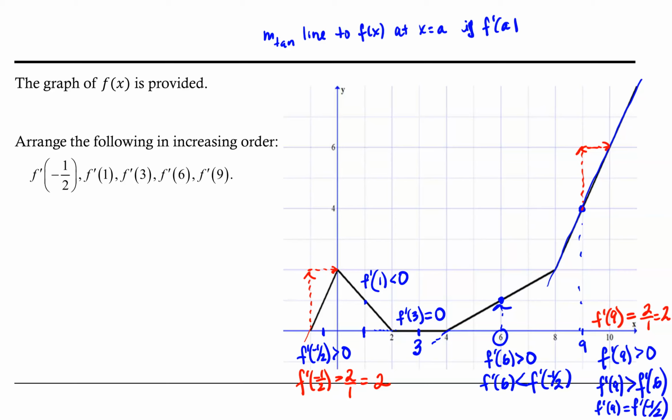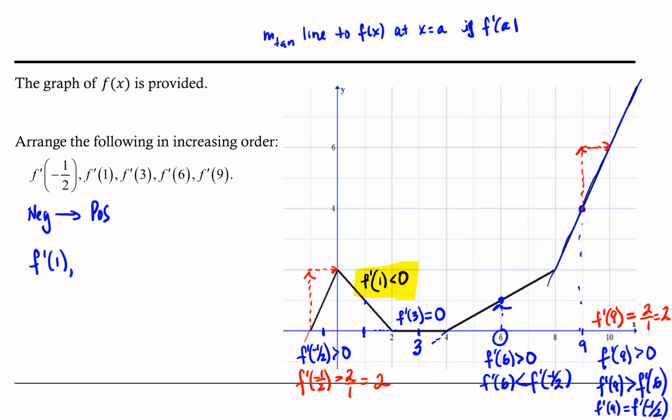So let's go ahead and complete the task we were given. Increasing order. So we want to go from negative values to positive values, so increasing. So there was only one point we were asked about that had a negative slope, and that would be f prime at 1. So f prime at 1 is the least slope. We only had one location where the derivative was negative.